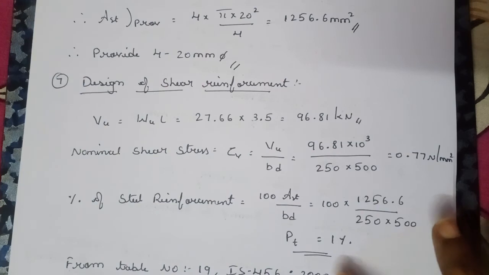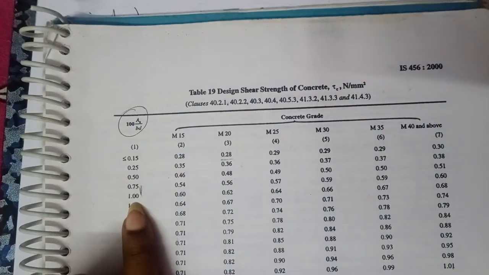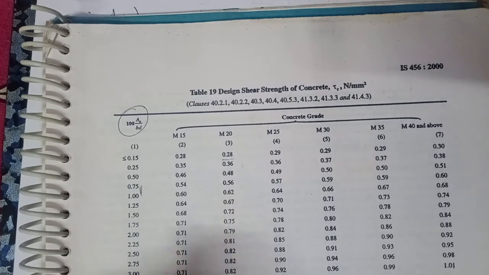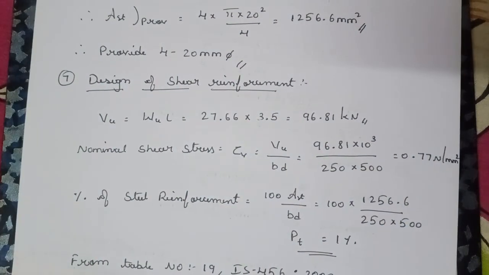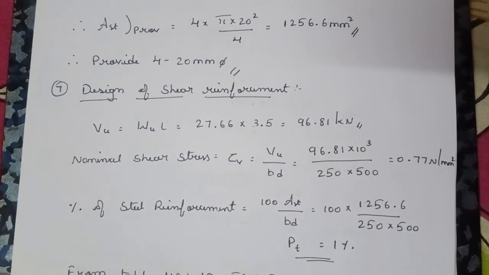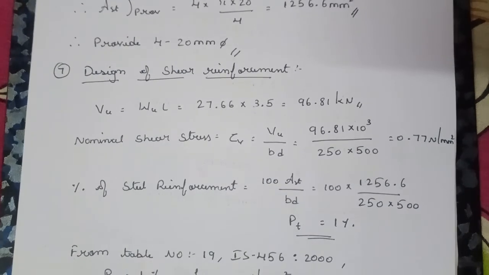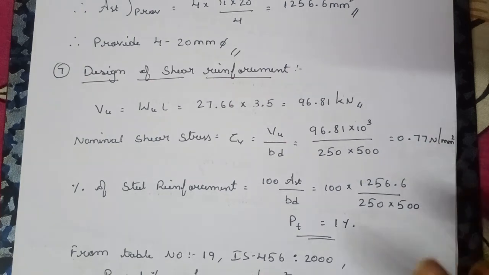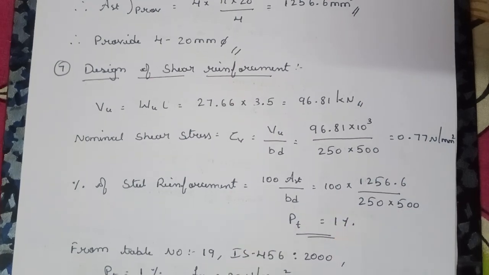So substitute it, you will get PT. You got PT as 1% here. For 1%, for M20 grade, it is 0.62, right? So now it says for our percentage of steel, it can resist only the stress of 0.62, but our design requires 0.77. So that means it cannot take up. Normal reinforcements cannot take up. We need to give the extra reinforcements.